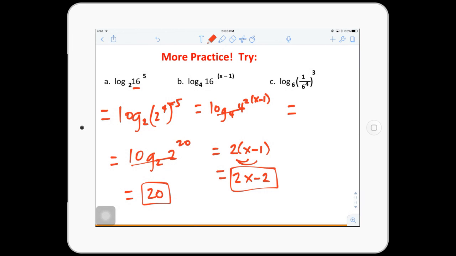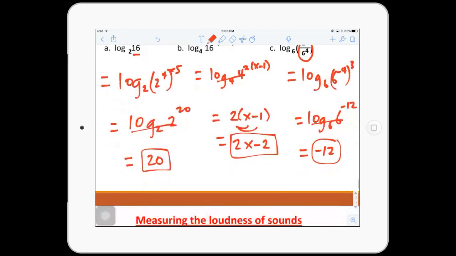Next problem, we are going to solve the one that has a negative exponent. So log base 6, so 1 over 6 to the 4 is actually 6 to the negative 4, believe it or not. And we have 3. So we have log base 6 of 6 to the negative 12. Log base 6 of 6 cancel out, and then we have negative 12 by itself. And that will be the answer.